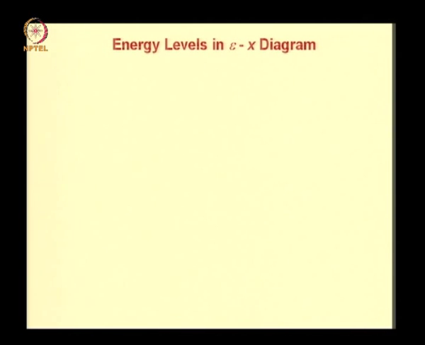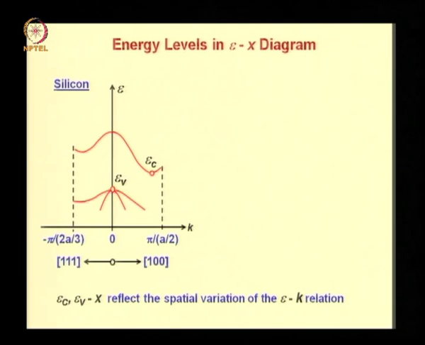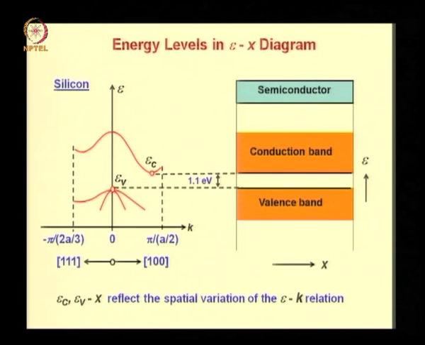Various energy levels in the Ex diagram. From the Ek diagram we moved on to the Ex diagram. So the energy levels can be shown to emerge from the Ek diagram. The 2 energy levels which emerge from the Ek diagram are Ec and Ev, the bottom of the conduction band and the top of the valence band. A variation of Ec and Ev as a function of x enables you to get the picture of the Ek relation throughout the volume of the device. So Ec and Ev as a function of x reflect the spatial variation of the Ek relation.